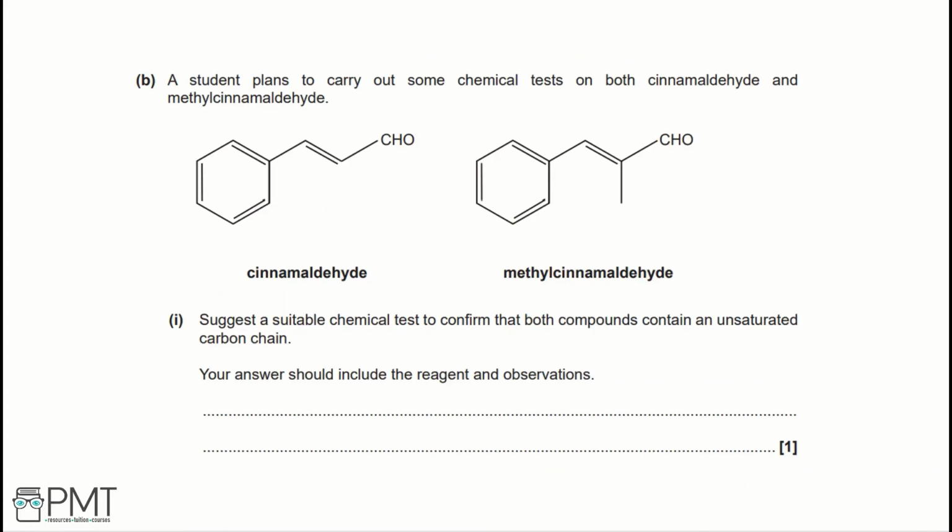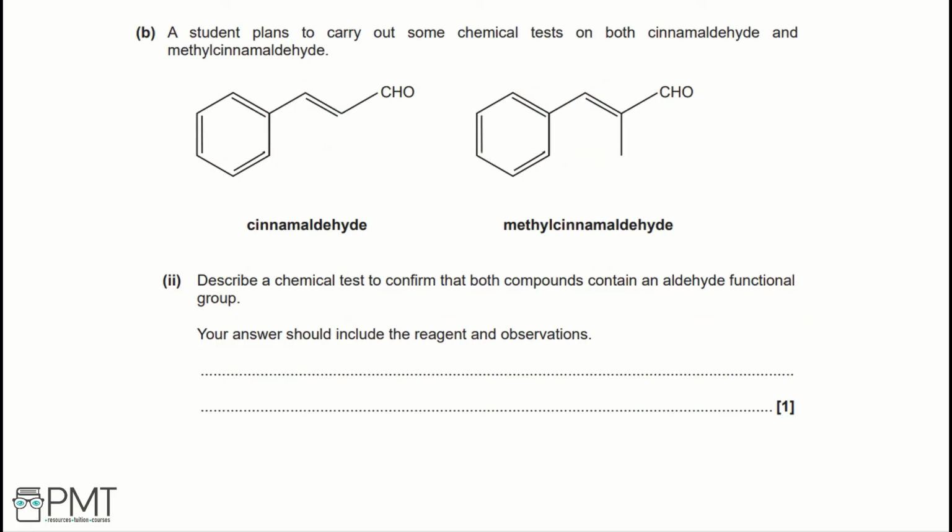Part B. A student plans to carry out some chemical tests on both cinnamaldehyde and methylcinnamaldehyde. Part 1. Suggest a suitable test to confirm that both compounds contain an unsaturated carbon chain. Your answer should include the reagents and observations. What this question means is that an unsaturated carbon chain is this double bond here. We're trying to identify that both compounds have a carbon-carbon double bond. So the test for a double bond is you have bromine, Br2, and the positive result if you have a carbon-carbon double bond is that it's going to go colourless. So this is what we need to write to get the mark for this question.